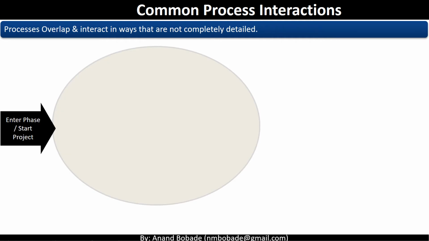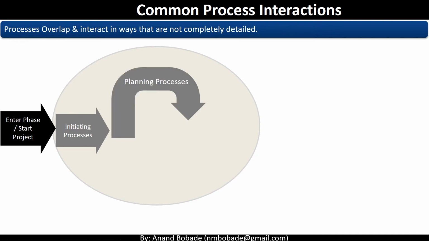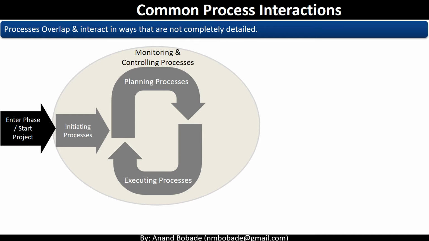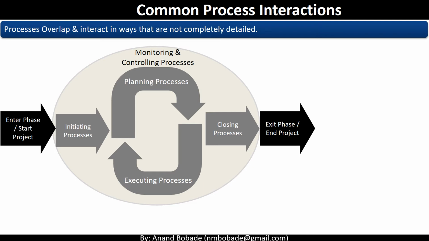Let's look at the diagram and try to understand the interaction. So you enter the phase or you start the project. Within this phase, you have initiating processes, which lead to planning processes. Further, executing processes start in parallel to planning processes. Then monitoring and controlling processes span from beginning till end. And finally, you have closing processes, and then you exit the phase or end the project.